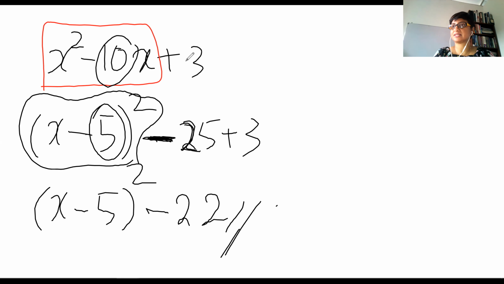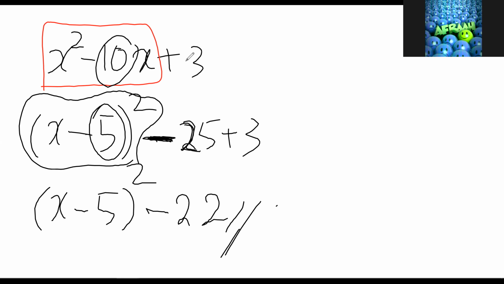Miss, since there's a minus 22, when we draw the square, when we take away minus 22, does it become a square?